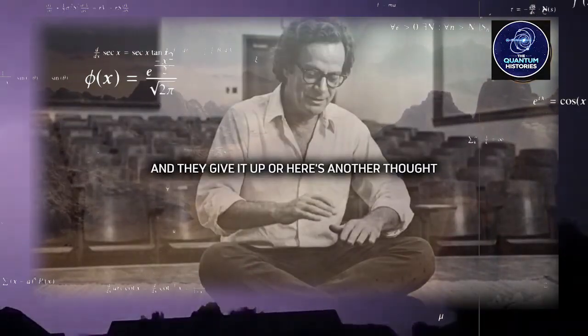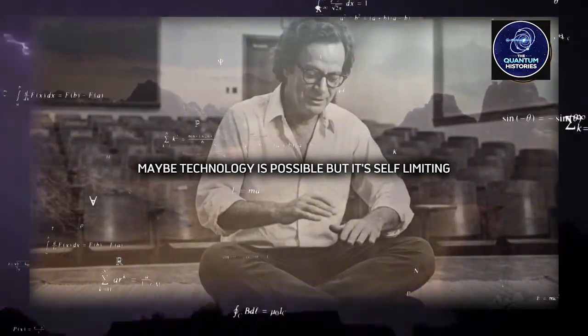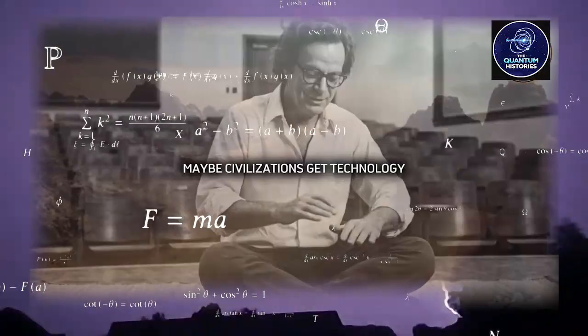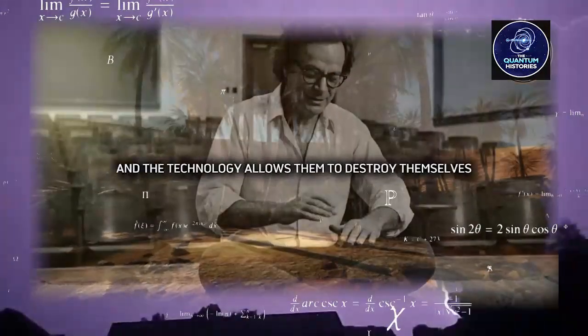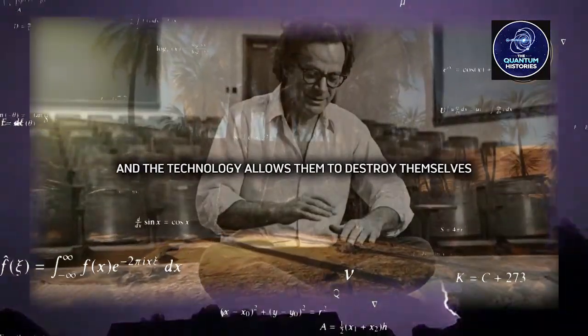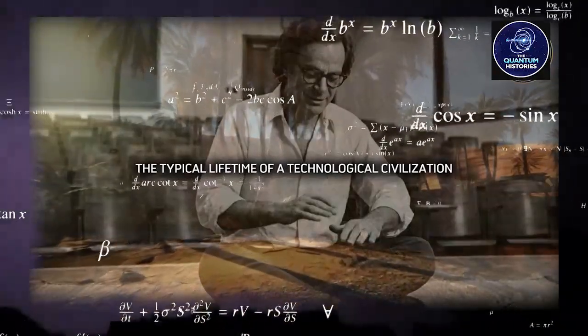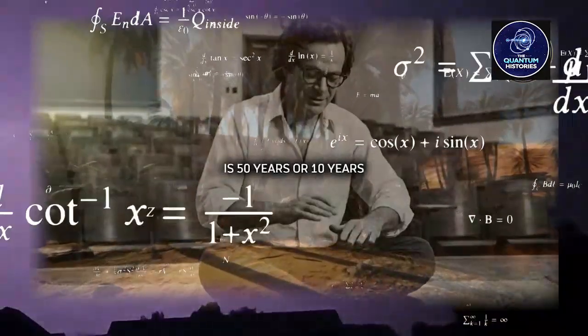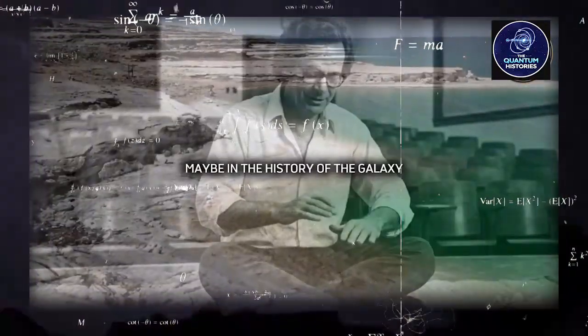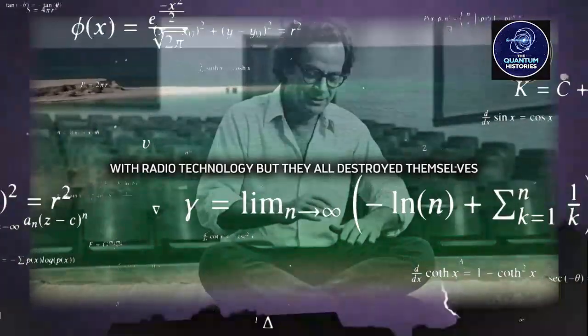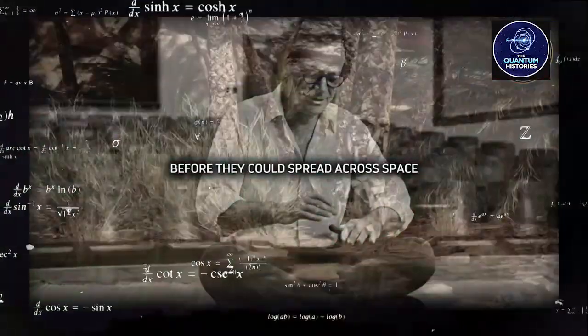Or here's another thought. Maybe technology is possible, but it's self-limiting. Maybe civilizations get technology, and the technology allows them to destroy themselves, and almost all of them do. Maybe the typical lifetime of a technological civilization is 50 years, or 10 years. Maybe in the history of the galaxy, there have been thousands of civilizations with radio technology, but they all destroyed themselves before they could spread across space. That's not a happy thought, but it's a possible thought, and we can't rule it out.